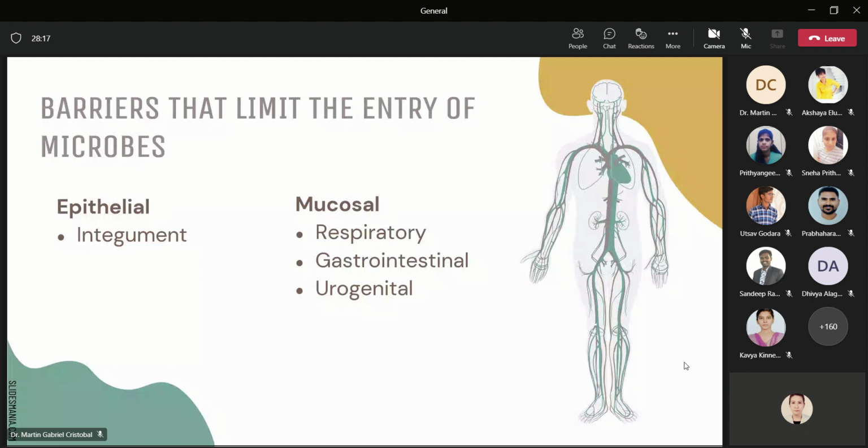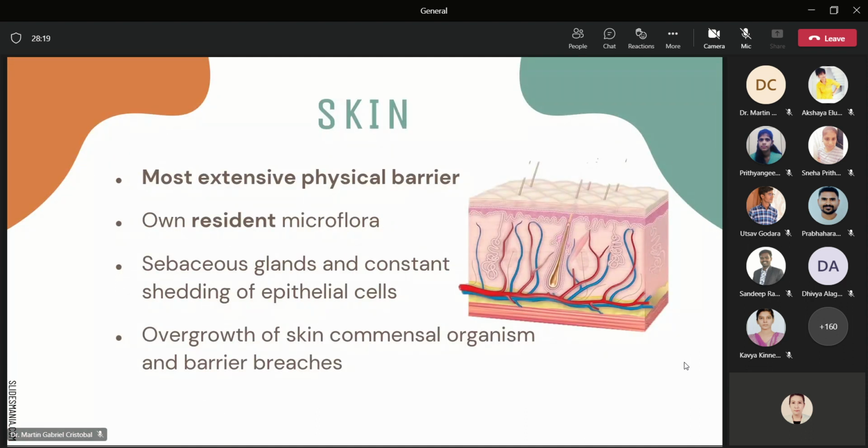First, we have the skin. This is the most extensive physical barrier with its own resident microflora that block attachment and invasion of non-commensal microbes. The skin has sebaceous glands and has constant shedding of epithelial cells, keeping the microbes in check. The commensal organisms are gram-positive aerobic microbes: Staphylococcus, Streptococcus, Corynebacterium, and Propionibacterium. So overgrowth of skin commensal organisms and barrier breaches lead to diseases of the skin.